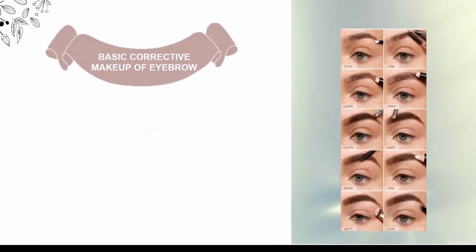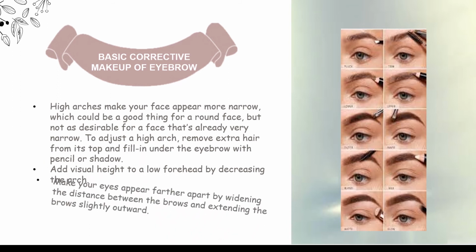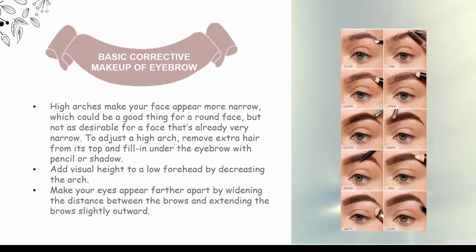Basic corrective makeup of eyebrow. High arcs make your face appear more narrow, which could be a good thing for a round face, but not as desirable for a face that's already very narrow. To adjust a high arc, remove extra hair from its top and fill in under the eyebrow with pencil and shadow. Add visual height to a low forehead by decreasing the arc. Make your eyes appear farther apart by widening the distance between the brows and extending the brows slightly outward.